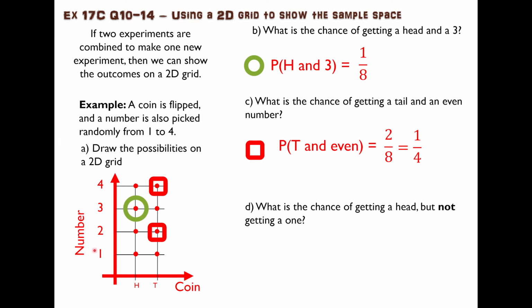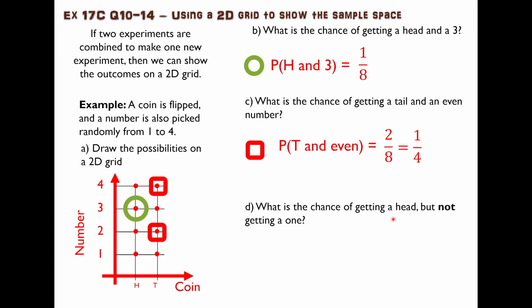Do you notice that if you're using the same grid, you can use different colors or symbols to show your thinking for each question? And it helps you keep thinking clear as well, if you use a different color or a different symbol for each event that you're looking at. All right, one more, then we're done.